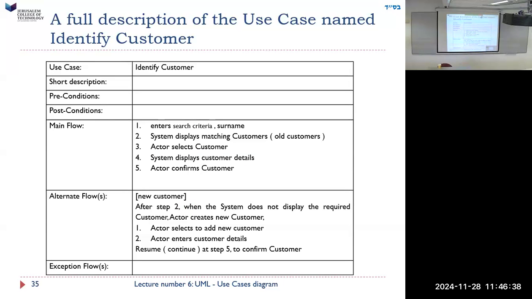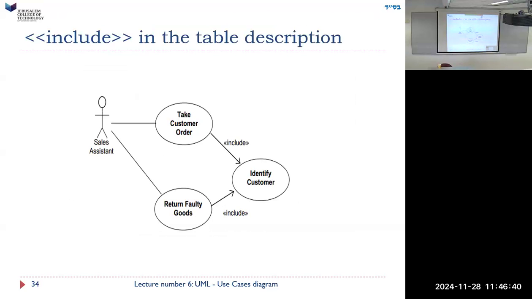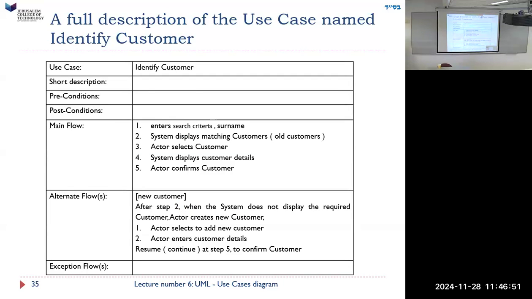So how do you show this inheritance, or not inheritance, this including of a separate use case in the table? Well, first of all, we're going to show a table of identify customer itself. And to the last name, it'll display all the customers. You select one customer.